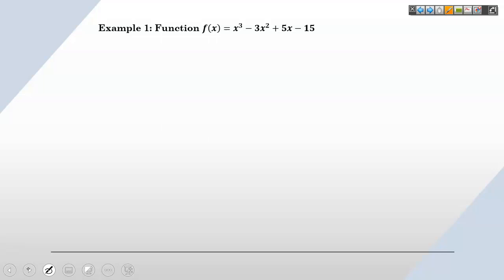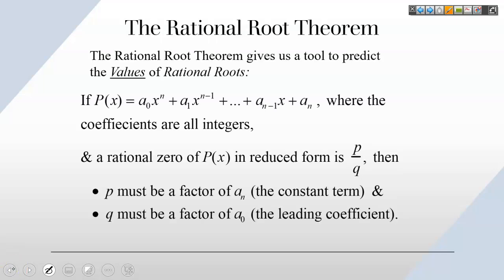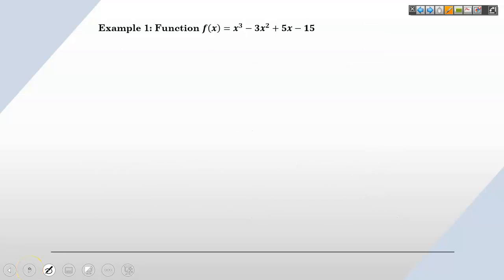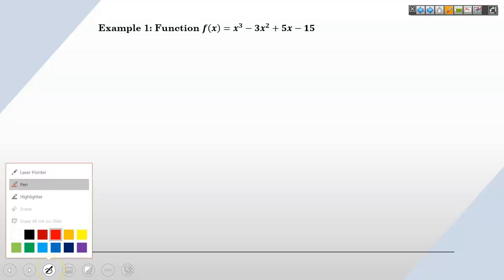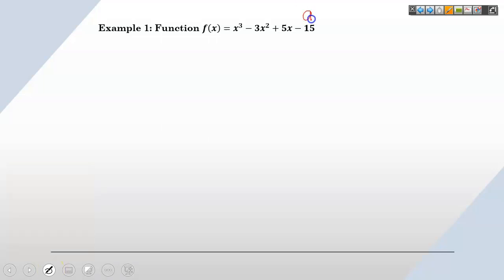So, leading coefficient, constant. So what you do is, if you have this function, the last term is 15. That is your a to the n. The first term is x cubed. That is your a to the 0. So again, this is your a to the n. This is your a to the 0.